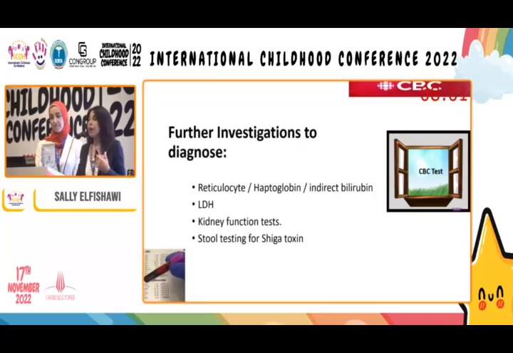Once the investigations come back, if we find the kidney function is impaired and the anemia is hemolytic in nature, the reticulocytes are high, haptoglobin is consumed, indirect bilirubin is high, LDH is high, with impaired kidney function, so the diagnosis is there. HUS is my diagnosis, which is hemolytic uremic syndrome.